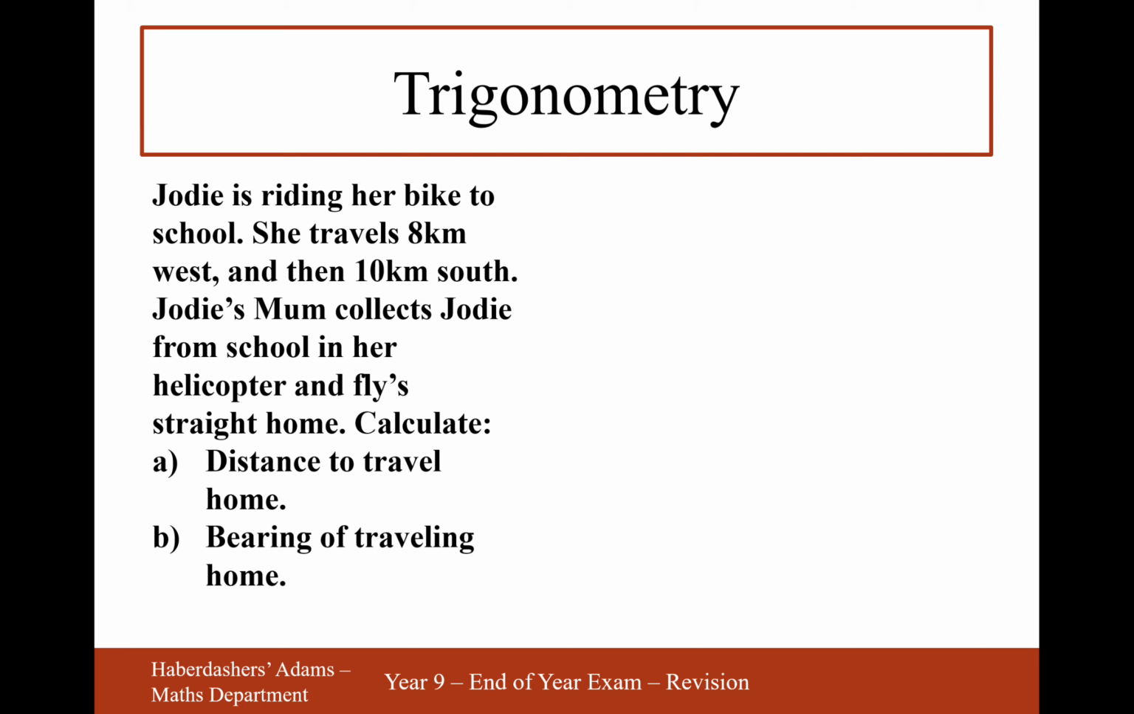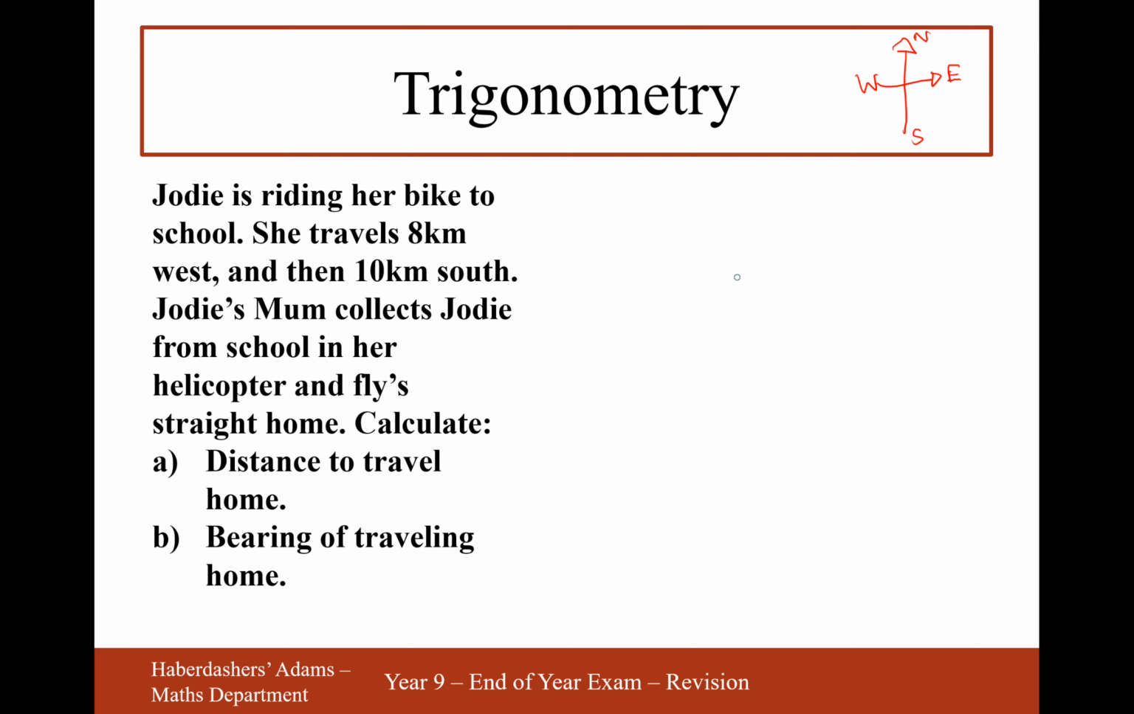Alright then, let's move on to the next question. And it looks like we've got a bearings question here. Oh, my class absolutely love bearings. So, Jodie is riding her bike to school. She travels 8 kilometres west and then 10 kilometres south. So let's just draw out what north, east, south, west are first. So it'll be north, east, south, west, just to make the question a bit easier. Jodie's mum collects Jodie from school in a helicopter and flies straight home. Calculate the distance to travel home and then the bearing to travel home.